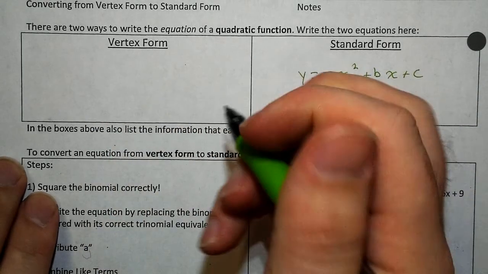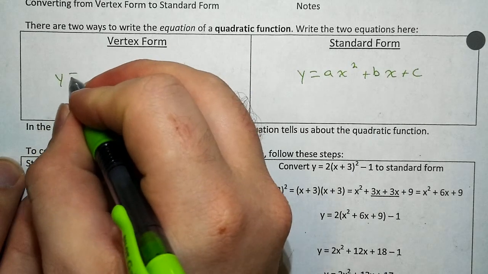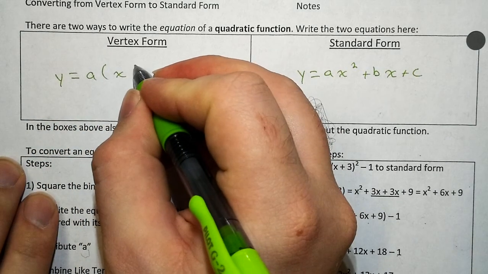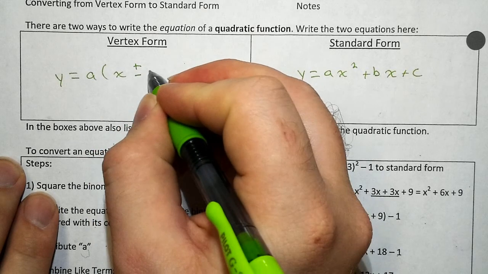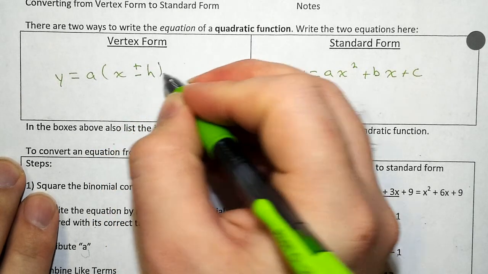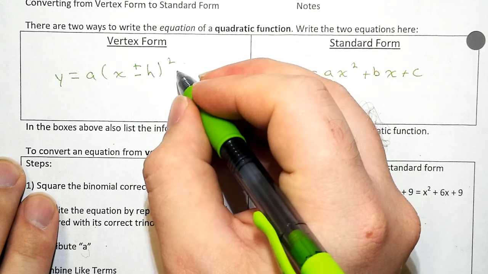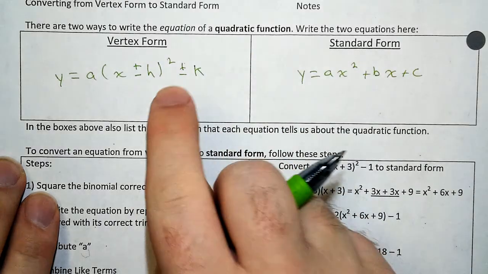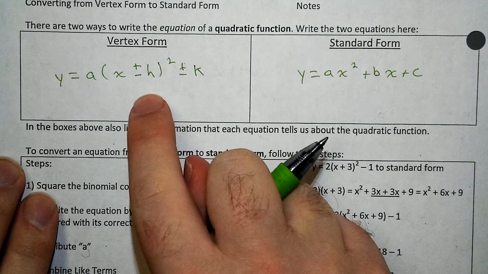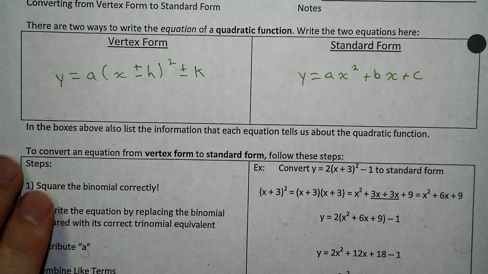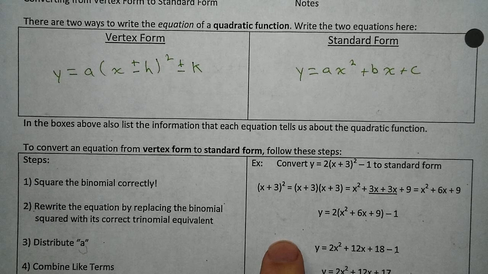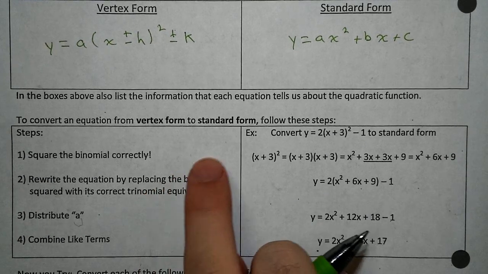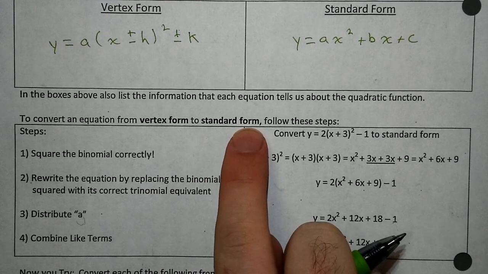Today we learned vertex form, which was y equals a parentheses x, and it could be listed as a plus or a minus h, squared, and it could be a plus or a minus k. Just depends on if the vertex had positive or negative points there. What we're going to do now is go through the steps of converting from vertex form to standard form.